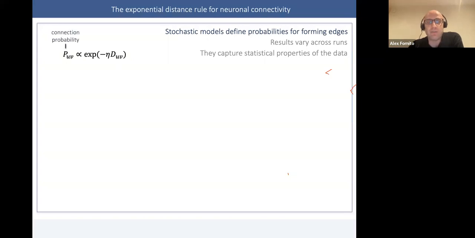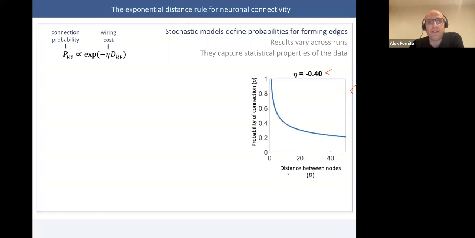So the basic idea is that the probability of connecting any two nodes, U and V, is proportional to their wiring cost, or more specifically, the distance between them. So this parameter, D_UV, is the physical distance between two areas. You can see there's an exponential function here. So we're essentially saying that connections are formed at random under this model, subject to the constraint that long-range connections are less likely. And that likelihood function has an exponential form.